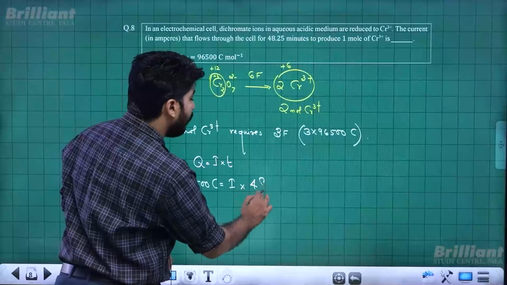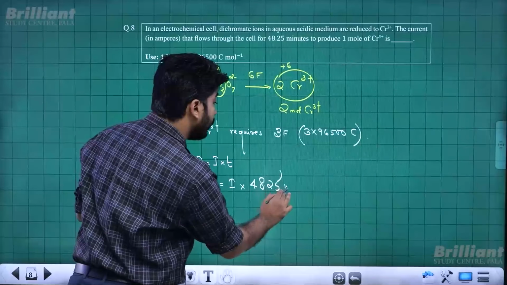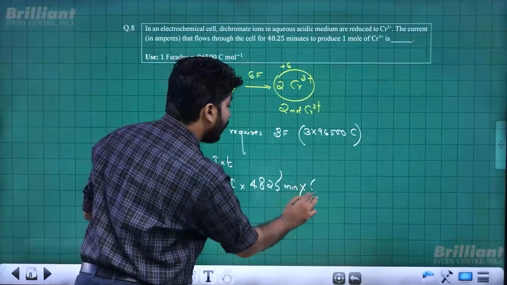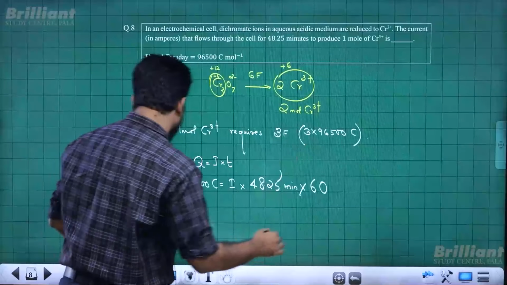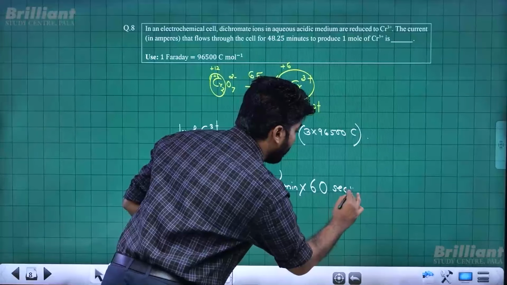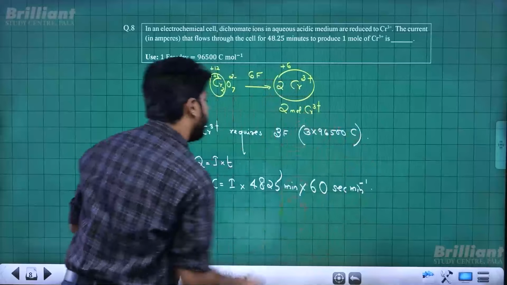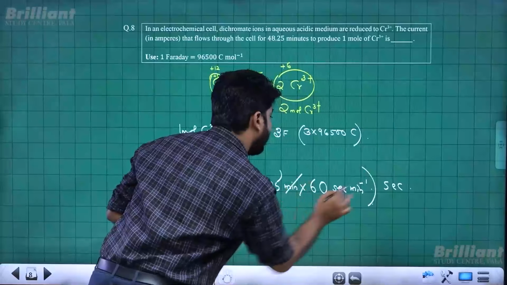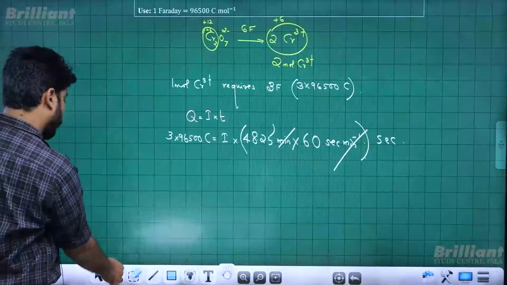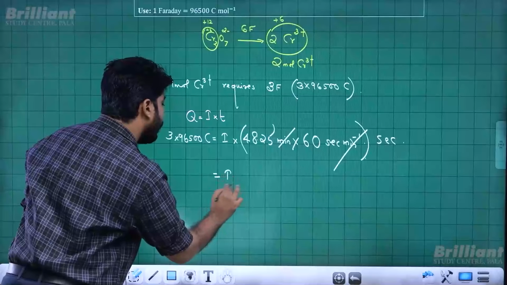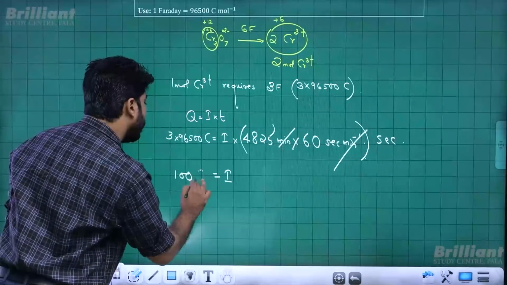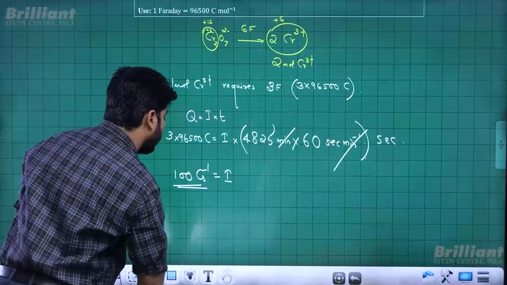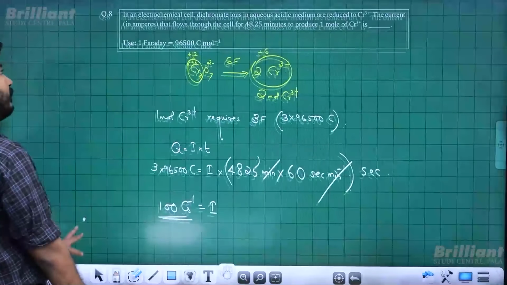So 48.25 minutes multiplied by 60, okay. So we will get I value is 100 coulomb per second. So 100 is the answer in amperes.